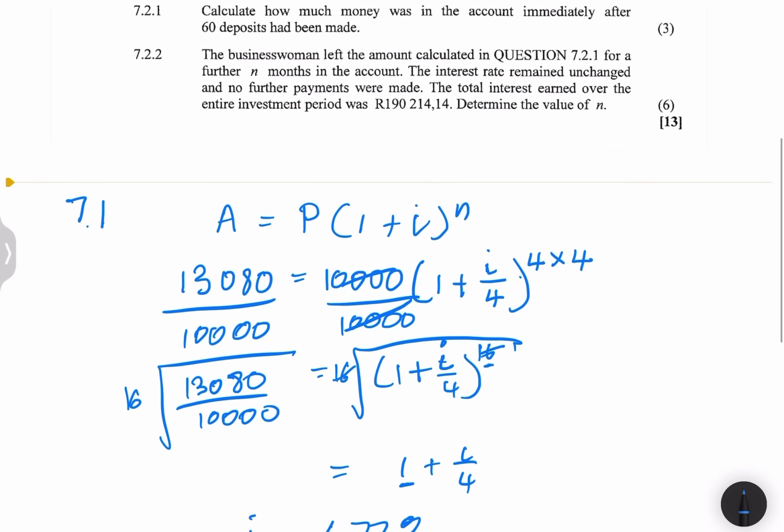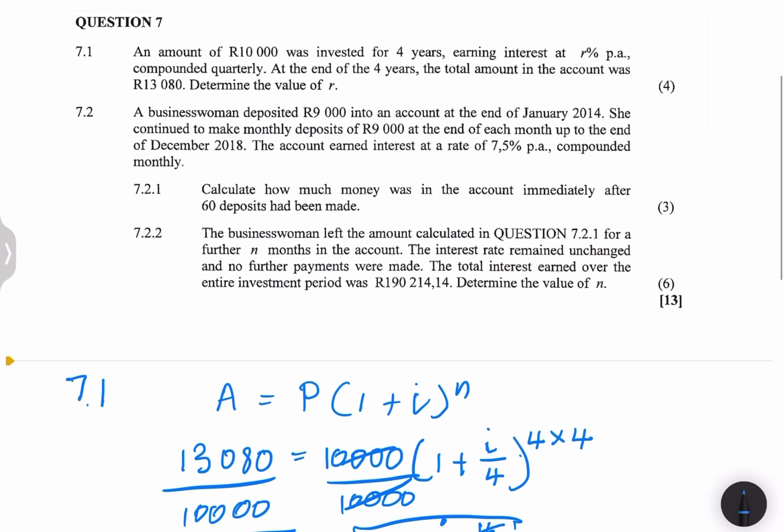All right, now let's go on to the next one. So they say a businesswoman deposited 9,000 into an account at the end of January in 2014. She continued to make monthly deposits of 9,000 at the end of each month up to the end of December 2018. The account earned interest at a rate of 7.5% per annum, and that's compounded monthly.